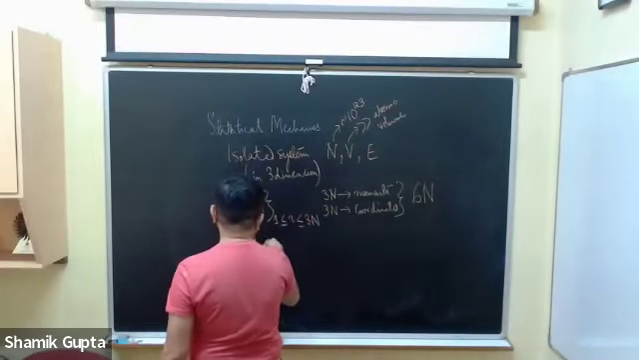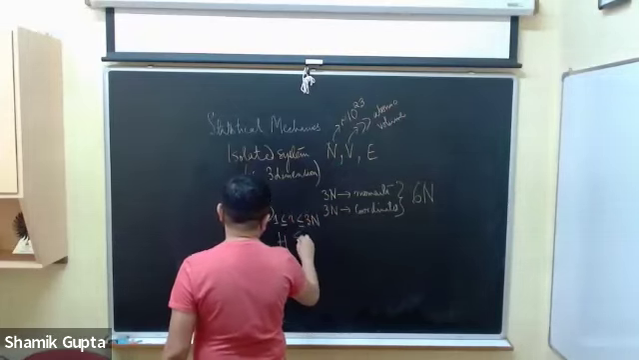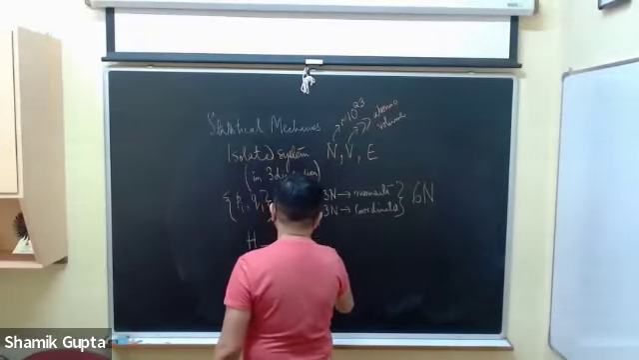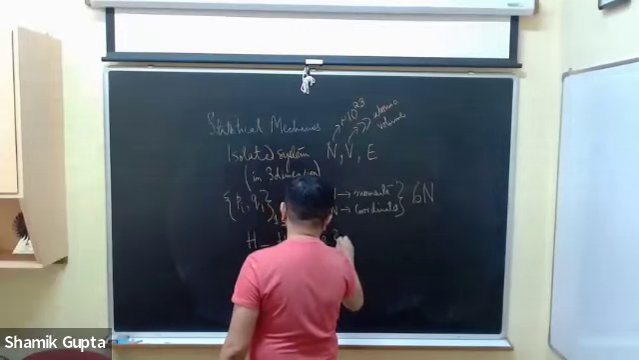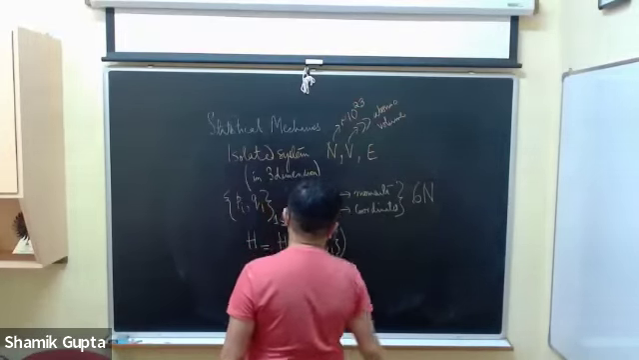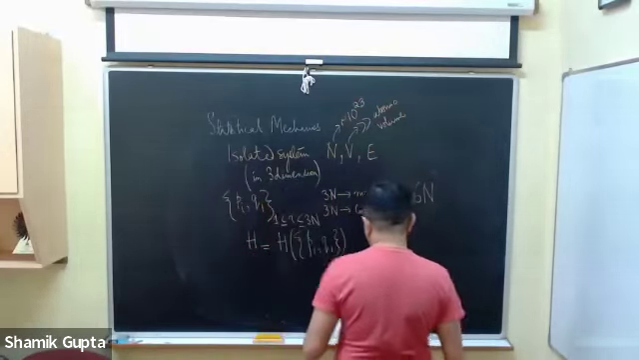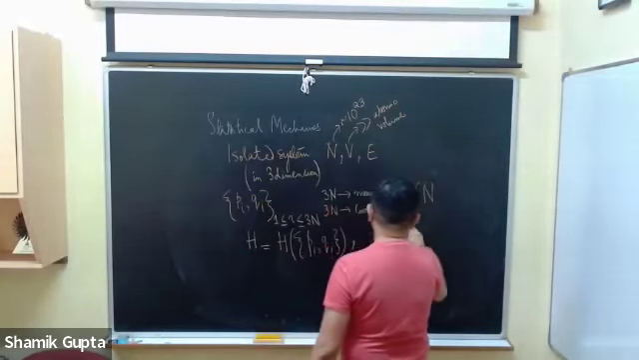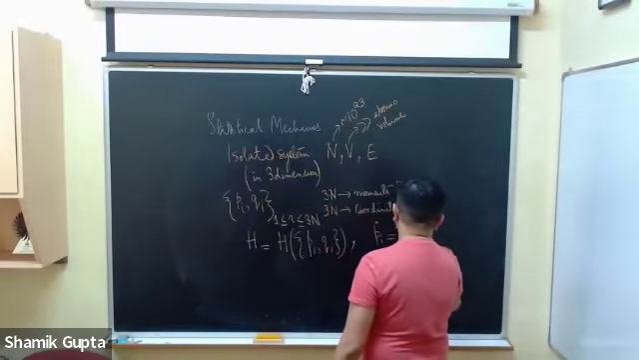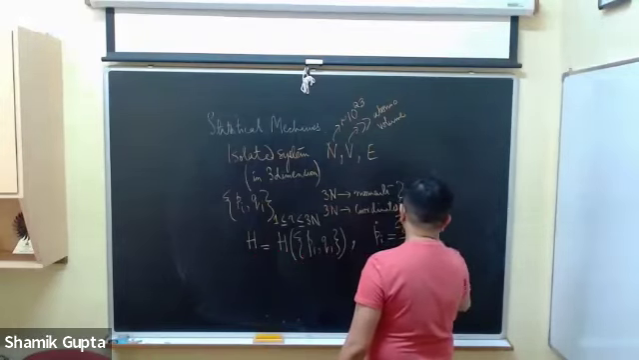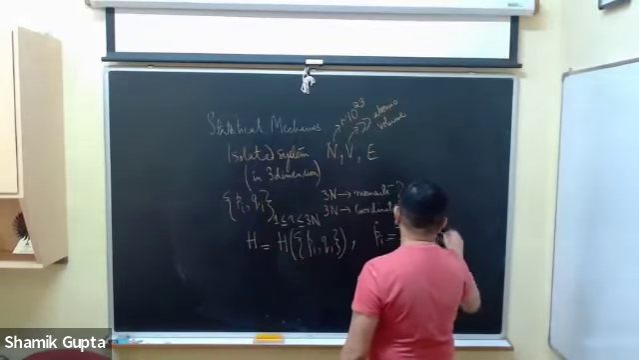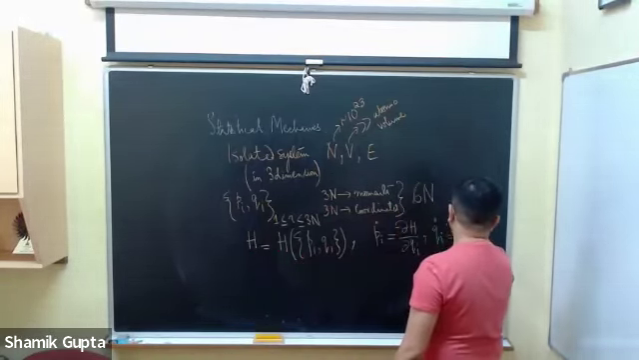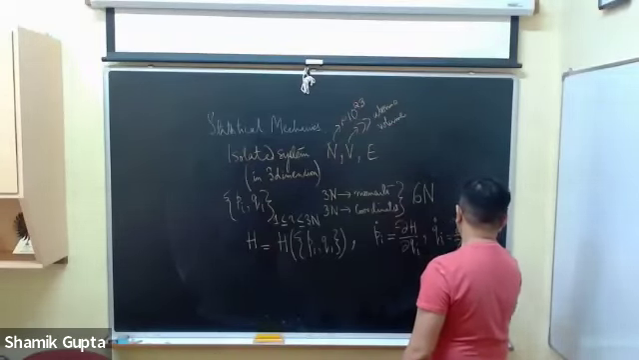Therefore, the Hamiltonian of the system, I can write as a function of all the p_i's and the q_i's. And I know how the equations of motion look. They are given by the Hamilton equations: p_i dot is minus del H del q_i, and q_i dot is del H del p_i.